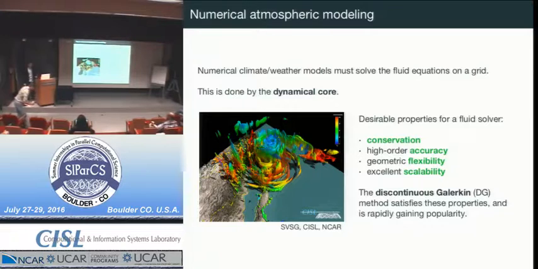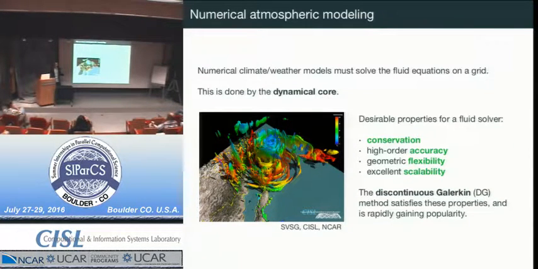So in numerical atmospheric modeling, we solve the fluid equations which describe the flow of the atmosphere. This is done by the part of the model known as the dynamical core. This fluid solver should have certain properties. Properties that we're interested in would be conservation. This means that the numerical methods used are going to help us guarantee conservation of mass, energy, and so on.